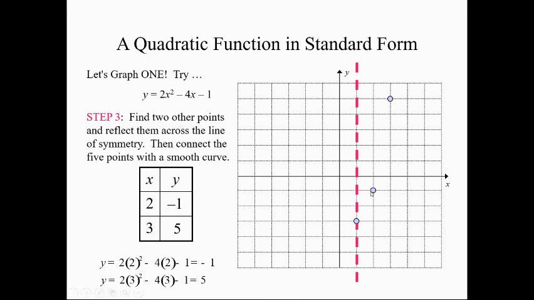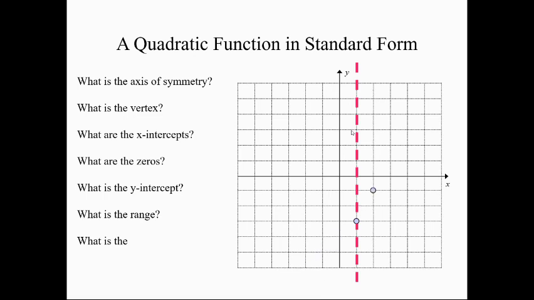Now I'm just going to reflect these 2 extra points across the line of symmetry. So this one is 1 space away. So I'm going to come over here and move 1 space away. And then this one was 2 spaces away, move 2 spaces away. Now I can put a curve through all of them, and I now have a quadratic function in standard form.